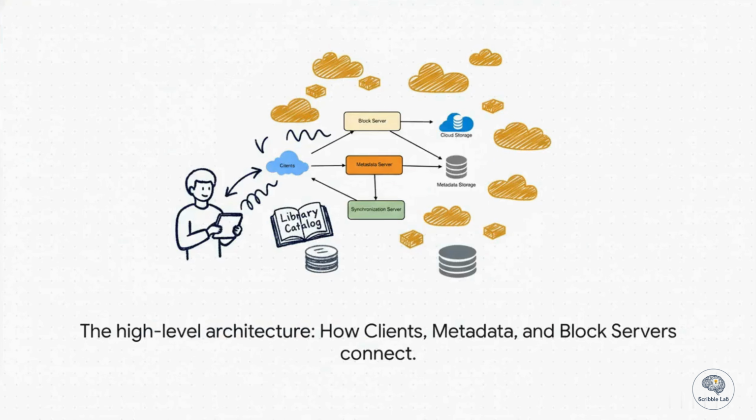Okay, so here's how this whole team works together. Your client on your machine is constantly talking to two different players. It tells the metadata server about any changes, and it sends the actual file data over to the block server. So the metadata server keeps its own little database, that master library catalog we talked about, while all the real guts of the file, the data itself, lives in this massive cloud storage system that's managed by those block servers.